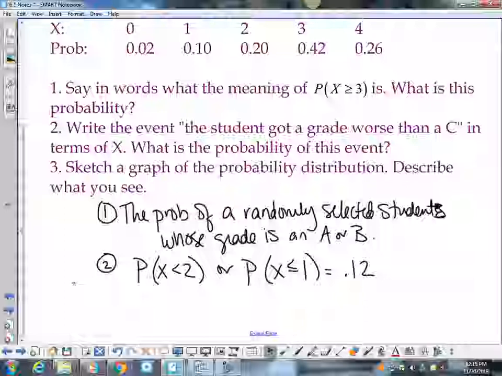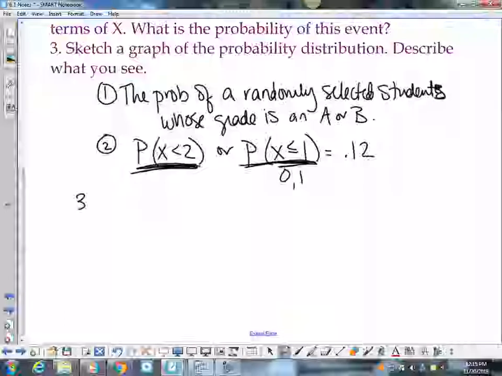Write the event. The student got a grade worse than a C. Worse than a C means that you either made a 0 or a 1, right? So you could write it this way, totally fine, or you could write it this way, totally fine. Either way is 100% legit because these are discrete and there's no numbers in between the 2 and the 1. So if I'm chopping off the 2, that pulls me down to 1. And I got a 0.12. Everybody good there?